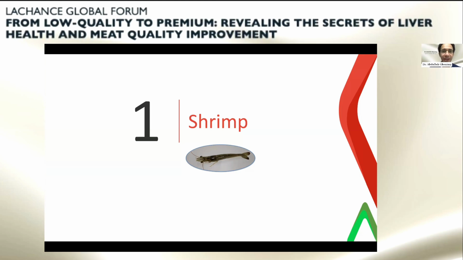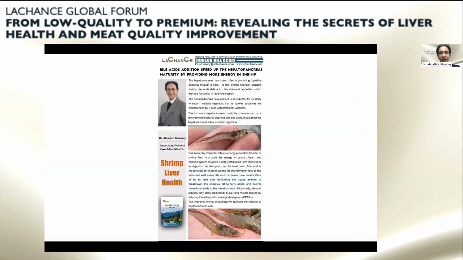For shrimp, as we can see here, when we add bile acid to the shrimp diets, we support the most important and key organ in the shrimp. It is the hepatopancreas. When the shrimp is small, the hepatopancreas is not matured enough, which means the enzyme level is not enough. The bile acid is not enough. The function and quantity of digestive enzymes is not enough. In this case, when we add the bile acid, we support the function of the hepatopancreas and give it a chance to grow and mature as the body weight increases.